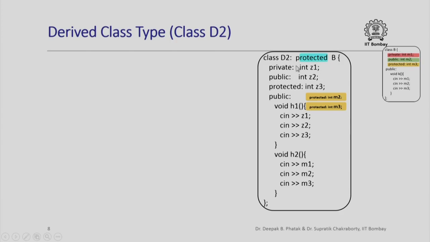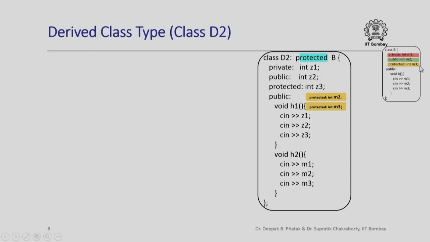Now note that this derived class also has its own data members which are also of different access control specifications, private, public and protected. Now if you look at this data member M2, this was public in the base class B, but this inheritance is protected, so I have to take the least of these two accessibility specifications, and since protected is less accessible than public, M2 is going to be accessible within the derived class D2 but in the protected mode.